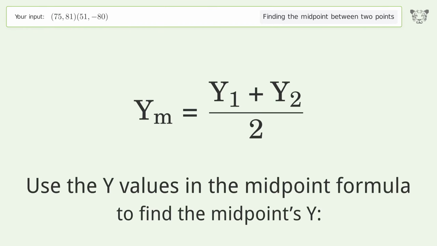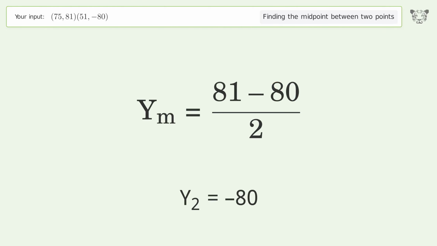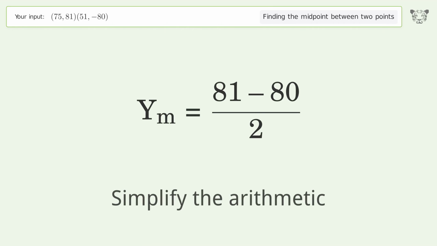Use the y values in the midpoint formula to find the midpoint's y. y1 equals 81. y2 equals negative 80. Simplify the arithmetic.